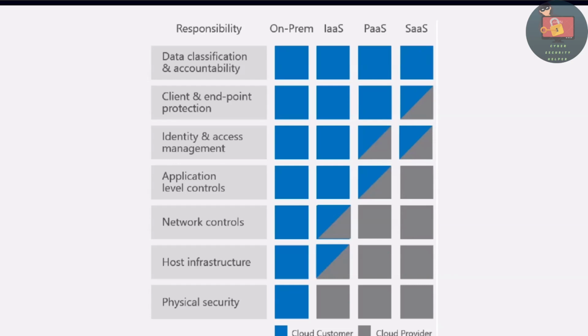Our next responsibility is identity and access management. You'll see that this one is shared between the customer and the provider in platform as a service and software as a service, because as the models shift, the provider is taking over more responsibility for management of that underlying infrastructure. Identity and access management is ensuring that everybody who's accessing this cloud environment, you know who they are, you know the rights they're supposed to have, and that this individual has to truly authenticate who they are before being granted access to the cloud environment.